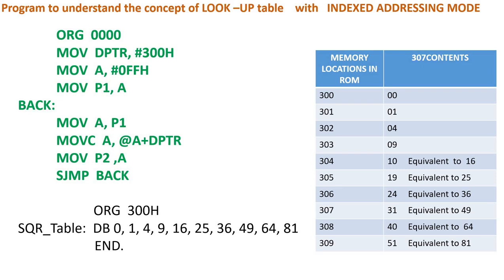The program starts with the origin ORG 00H. DPTR is loaded with 300, and the accumulator with the immediate data. So that data is going to P1. Now P1 is moved to A. So what is the A value? FF. Now that will be added with the DPTR. So now that will become 3FF. Am I right? That goes to the location, takes the data and puts it into the accumulator. And this is what is going to happen in this particular analysis.